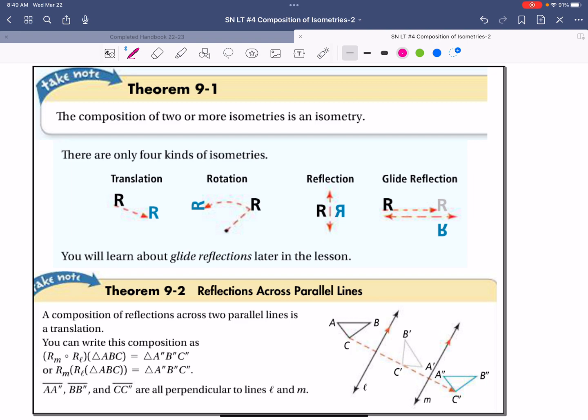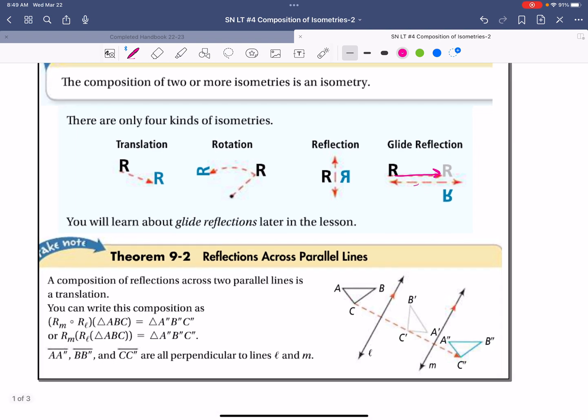Here are 4 kinds of isometries, and I won't test you over these 4. Just see that they make sense to you. Translation, we have the rotation, reflection, and what's called a glide reflection. A movement, and then a reflection.